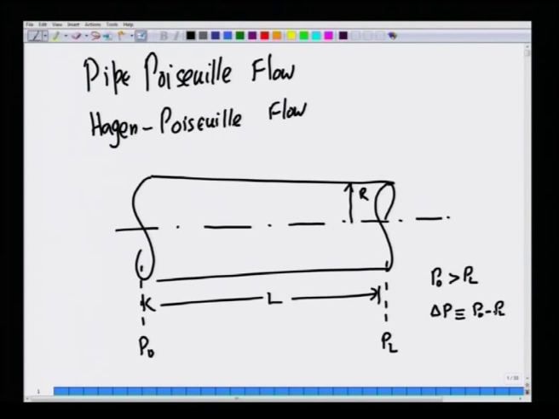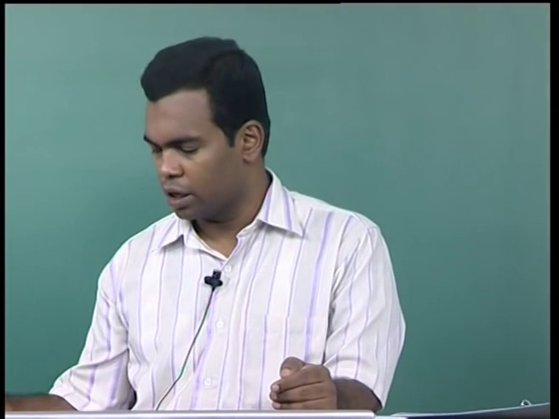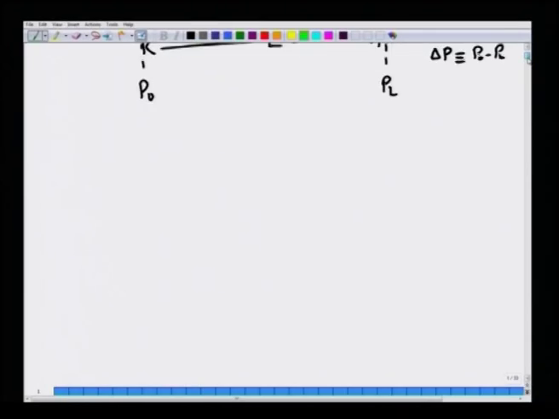So, due to this pressure difference across the ends of the pipe, there will be flow in the pipe, and we want to know, for example, what is the velocity distribution of the fluid in the pipe, as well as, if I apply a given pressure drop, what is the volumetric flow rate that will come out of this pipe. These are the questions of practical importance in many, many industrial applications.